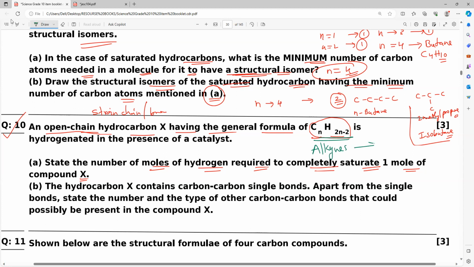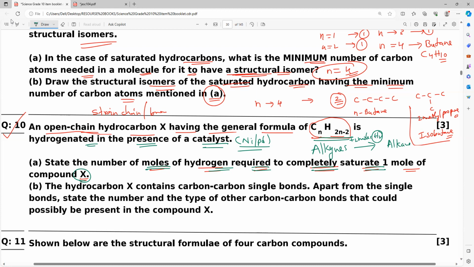It is alkyne. CnH2n minus 2 is alkyne. So the alkyne is hydrogenated in the presence of a catalyst. What is the catalyst we are using? Nickel or palladium. That is hydrogenation of oils, an addition reaction. So how many moles of hydrogen are needed to completely saturate 1 mole of compound X? Alkynes to alkanes, we need 2 moles of hydrogen. Please write it.